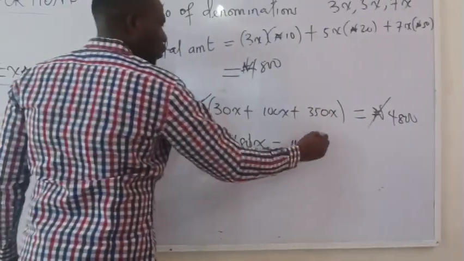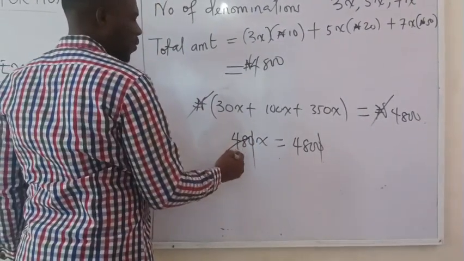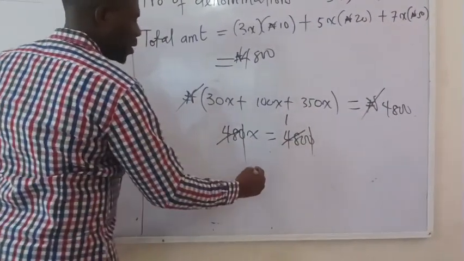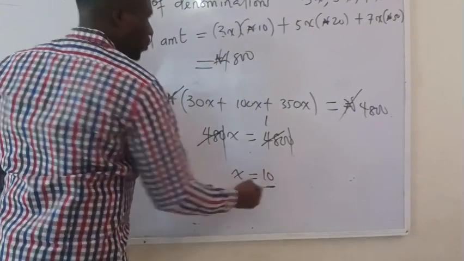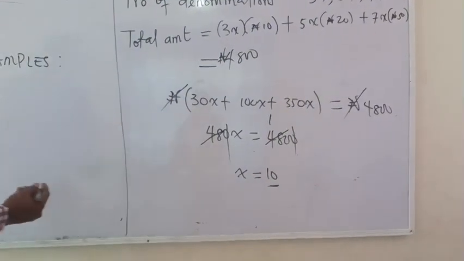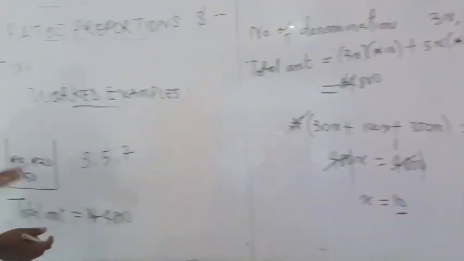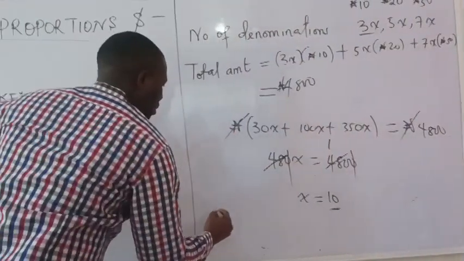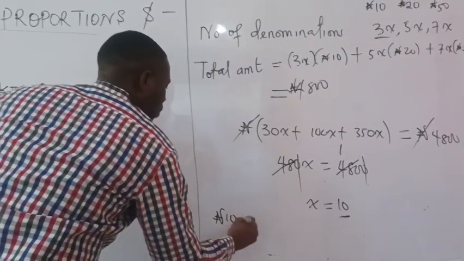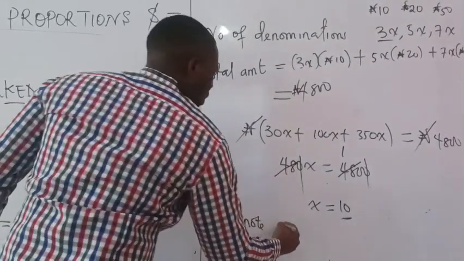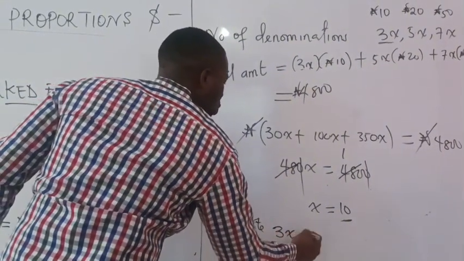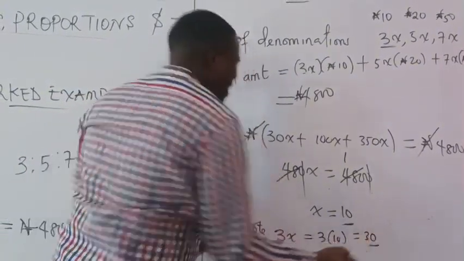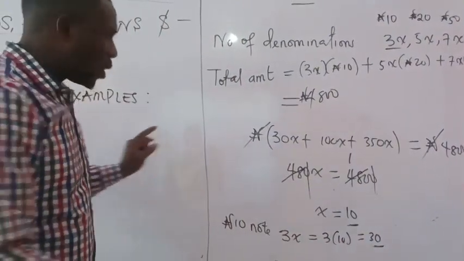And of course, I lose the 0. 48 in 48 is 1. You could go in 48 once, and of course, I have a 0 left. So x is equal to 10. So x is 10. From here now, I could tell you the number of denominations of 10 naira. This is for 10 naira, 3x, which would give us 3 times 10. This is 30. So I have 30 notes of 10 naira denomination.